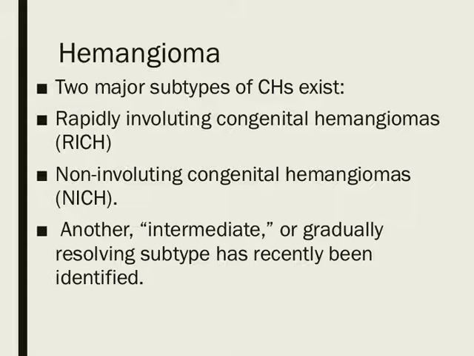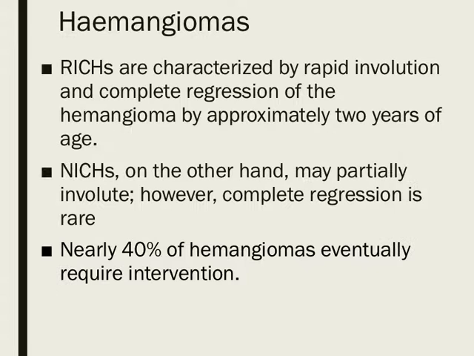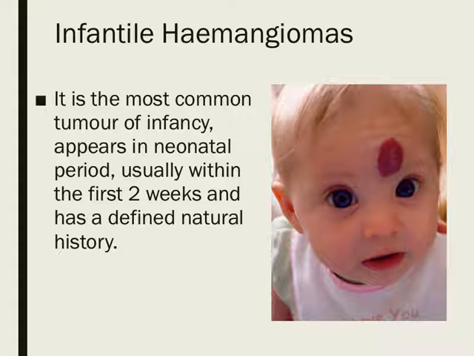So there are two basic types of congenital hemangioma. The rapidly involuting congenital hemangiomas, that's the RICH, and the non-involuting congenital hemangiomas, that's the NICH. Then we also have intermediate. So the RICH, as the name goes, rapidly involutes on its own, regresses, and by 2 years it's gone. And the NICH may persist or does not regress completely, and about 40% of them will require intervention.